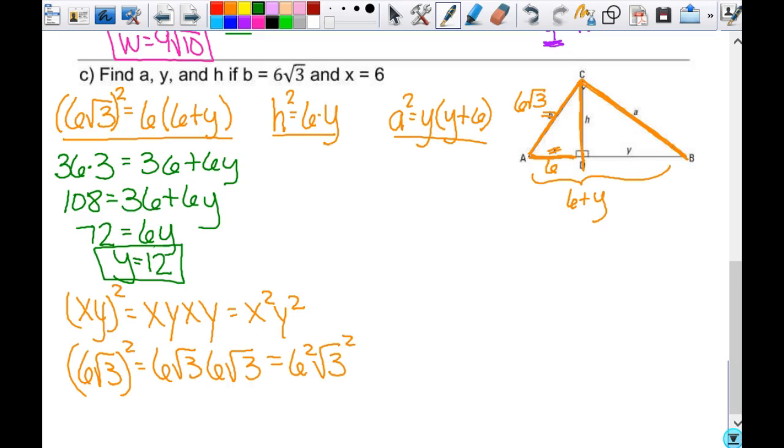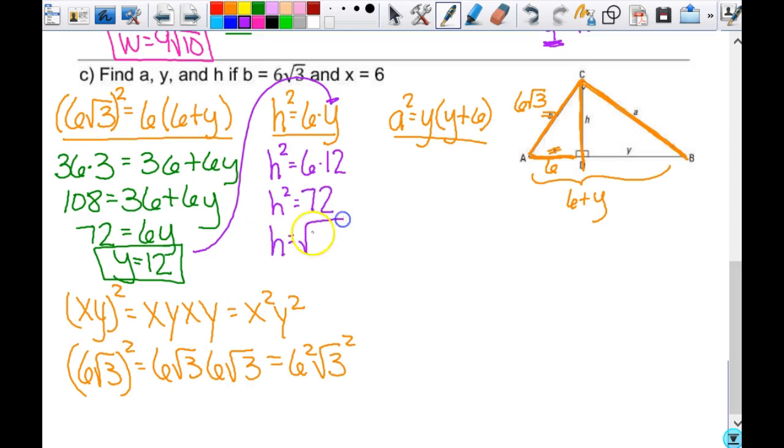So then I'm going to take the y and plug it in here. So I'm going to get h squared equals 6 times 12. So h squared equals 72. Square root of 72. Now, I know that 2 numbers that multiply to give me 72 are 6 and 12. But are there another 2 numbers that might be a little nicer to use? What's 9 and 8, or 36 and 2 even.